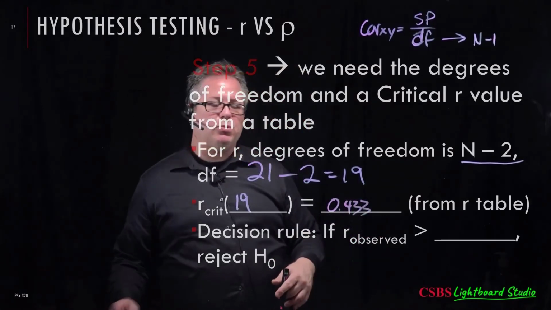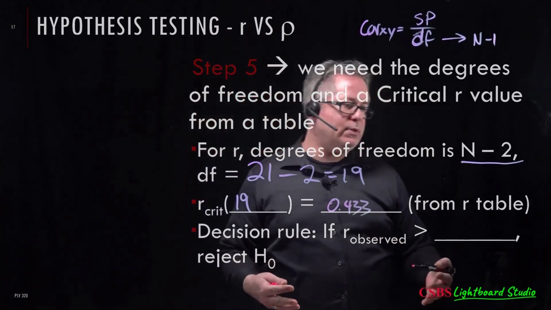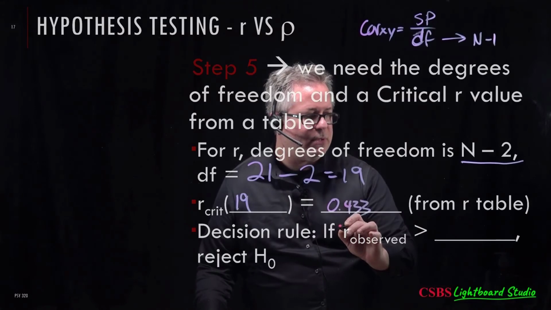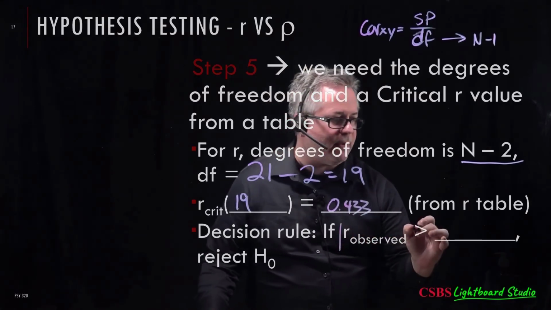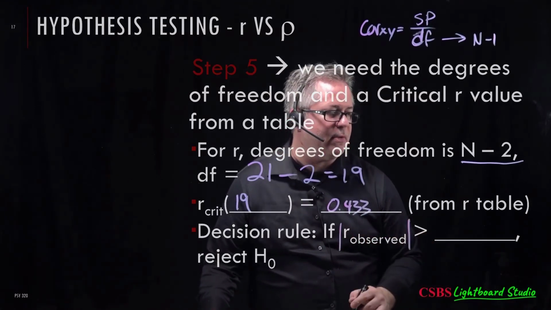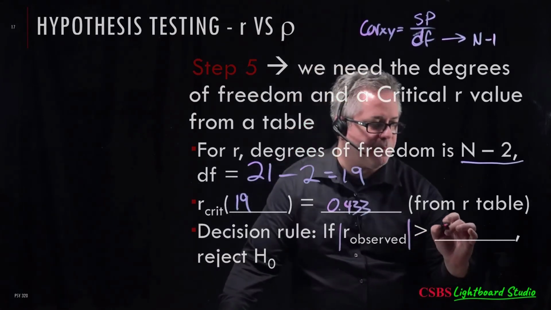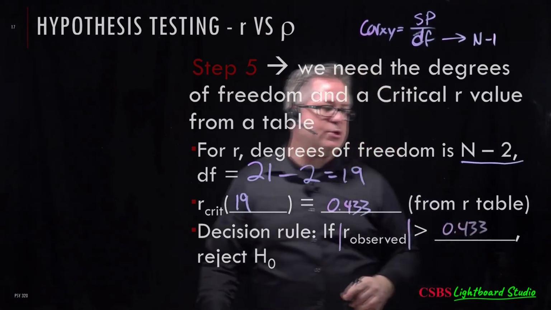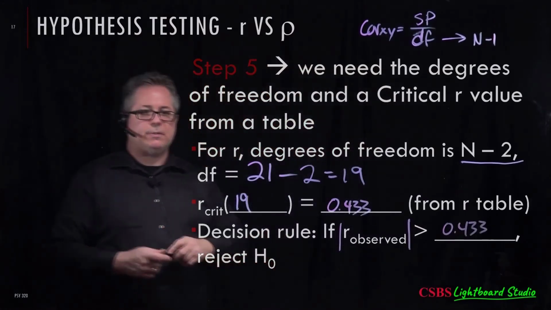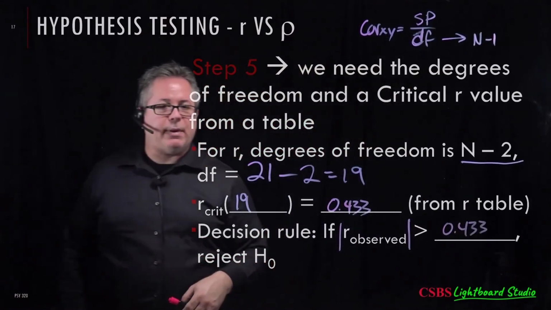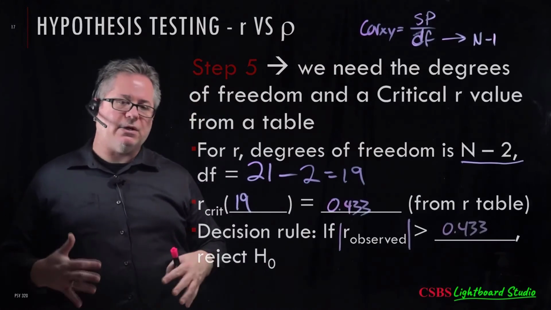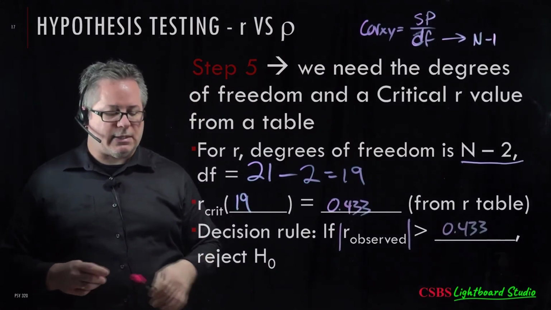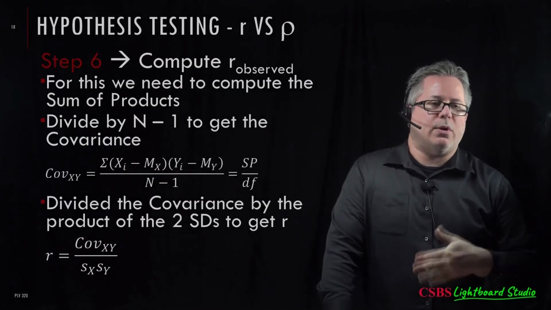So then our decision rule is, if r observed, and remember we can think of this as two tails, so really it's the absolute value of r observed, whatever that is, if that's greater than 0.433, we're going to reject the null hypothesis. Remember that the null is linear independence, so we're going to reject the linear independence hypothesis, meaning we think there is some relationship. They are not independent. All right, so now we go on to step 6.